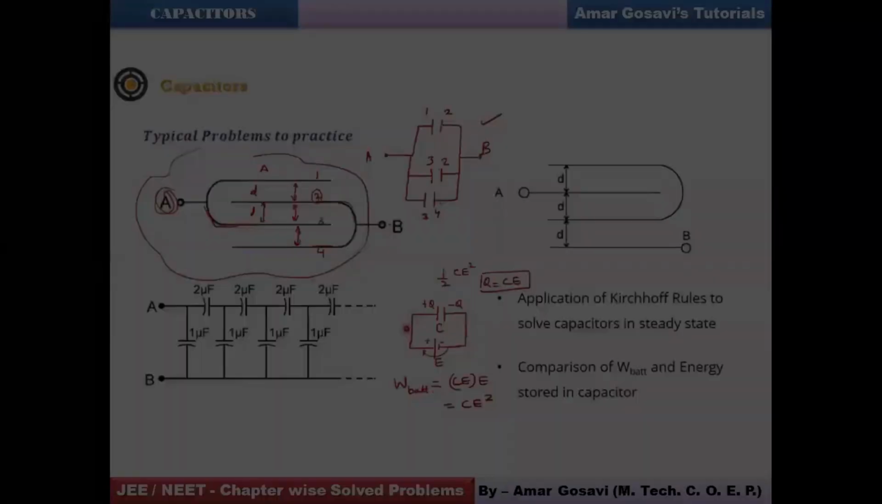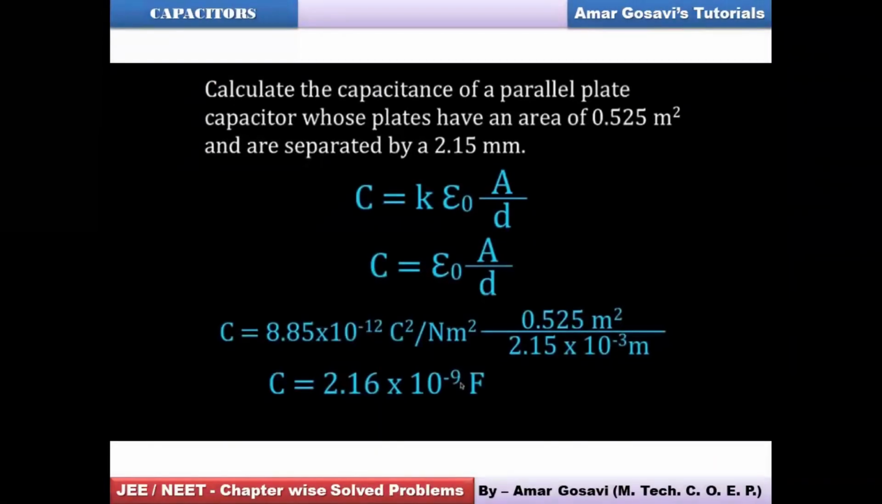Okay. Let's move ahead then. Here comes the question for you people. Calculate the capacitance of a parallel plate capacitor whose plates have an area of 0.525 meter square and are separated by a distance of 2.15 mm.